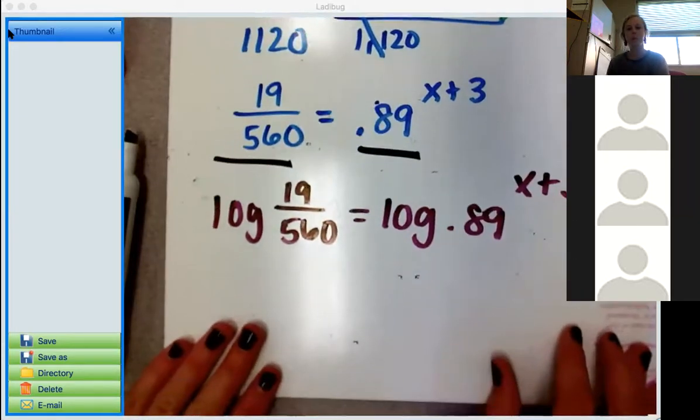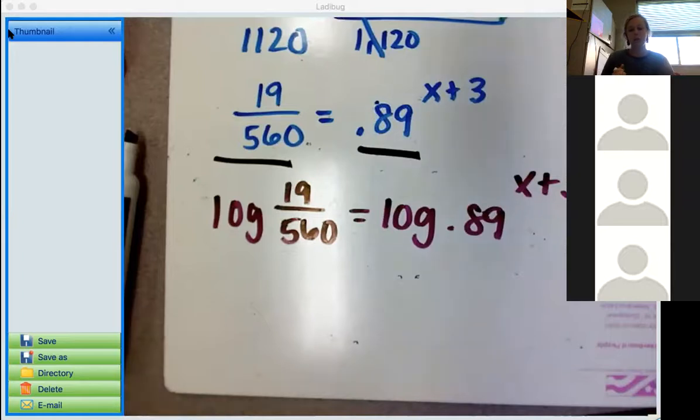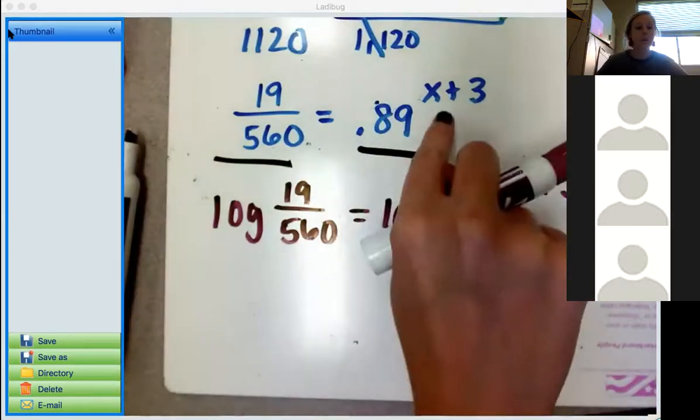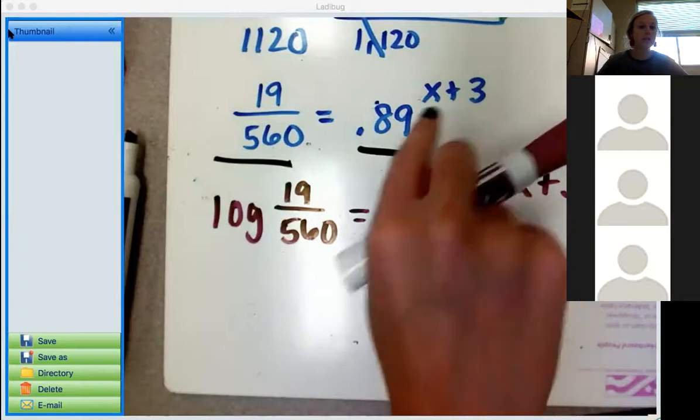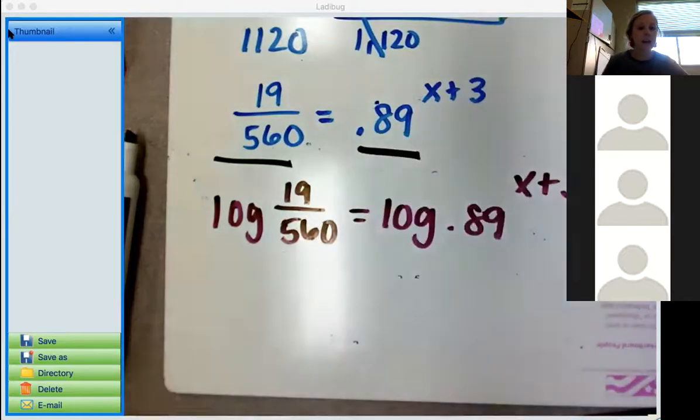If you did loggy froggy, would you multiply the whole equation by 100 to get the 0.89 to 89? No, so you can't change the base of an exponential equation. Like if the base is 0.89, you can't make that 89 by multiplying everything else by 100. Okay, good question though.